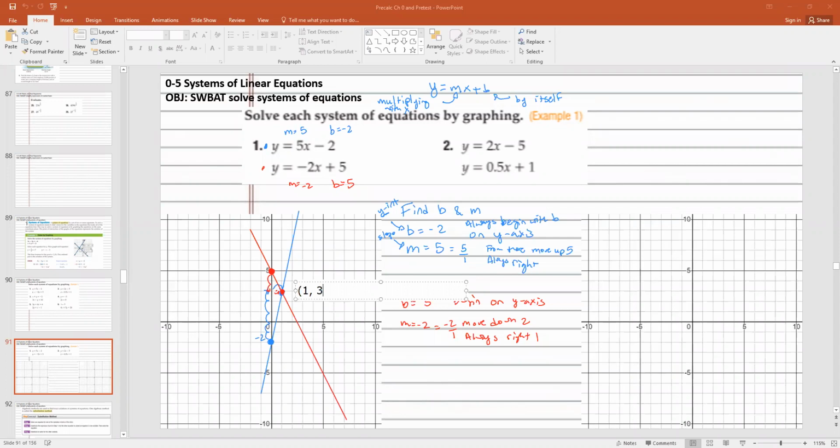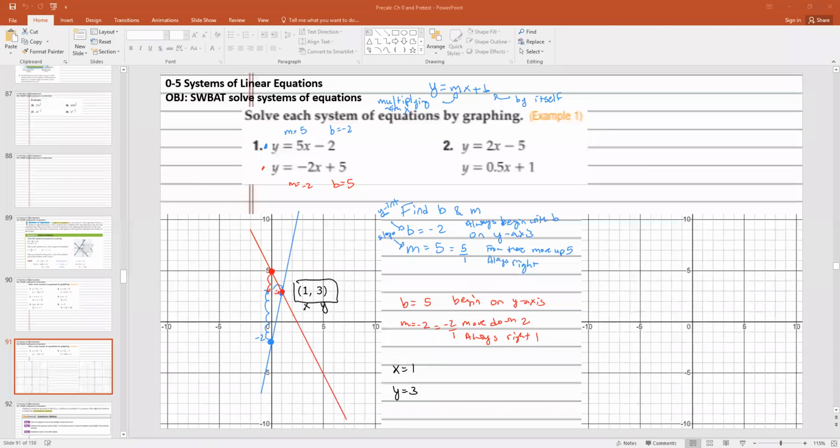And that's our answer. Ta-da! Finished. So our x is 1 and our y is equal to 3. That's what that means. Okay. So x equals 1, y equals 3. But you can just write it as a point. That's better.